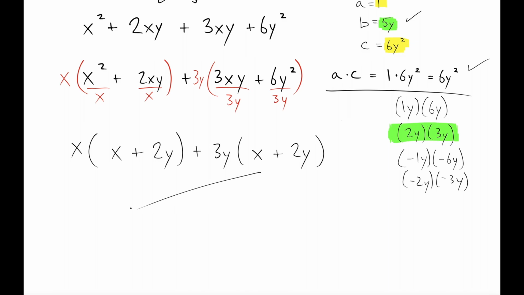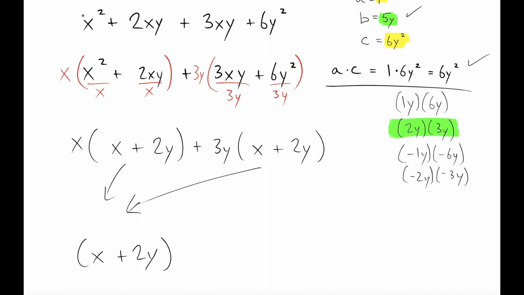Now, the common binomial comes out front. And what gets left behind is these here.